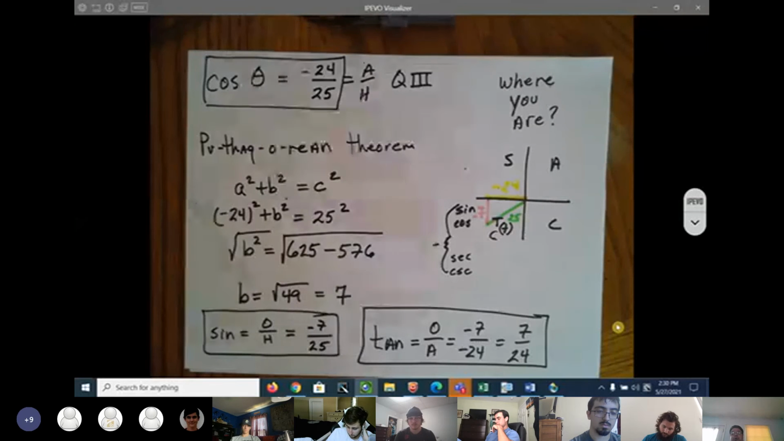Now, I'm not going to do the cotangent. I think y'all can flip 7 over 24 and find the cotangent. I mean, I'm not going to insult your intelligence. And the secant is going to be what? Negative 25 over 24. And the cosecant is negative 25 over 7. That is the kind of question I would test you on.